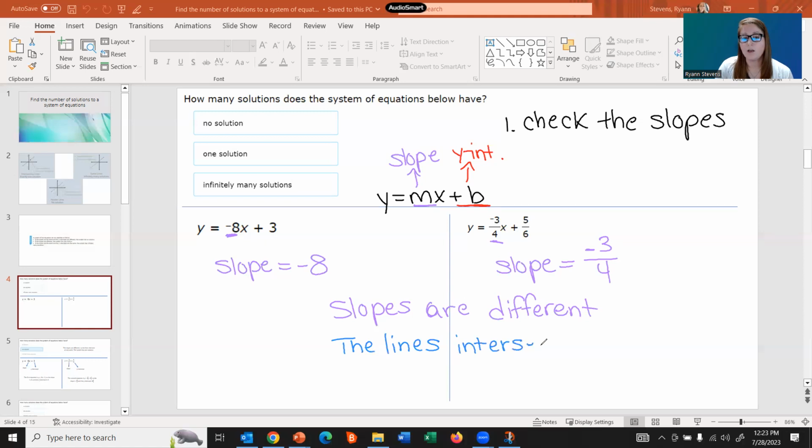So they intersect at one point, which means that we're going to have one solution to this system of equations. Okay, let's look at a couple more examples of this.